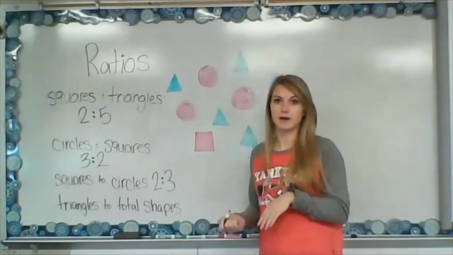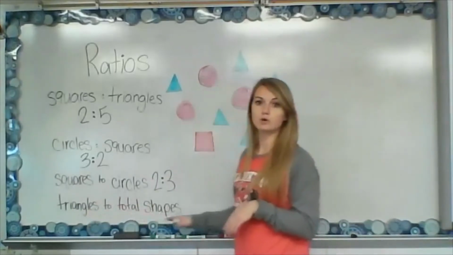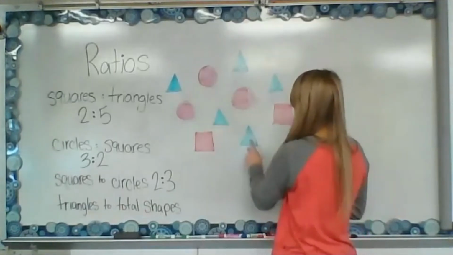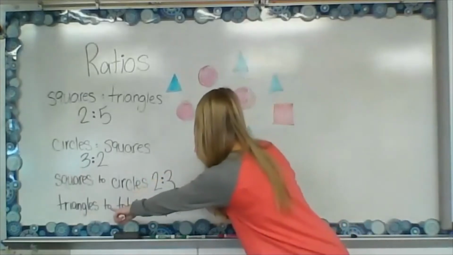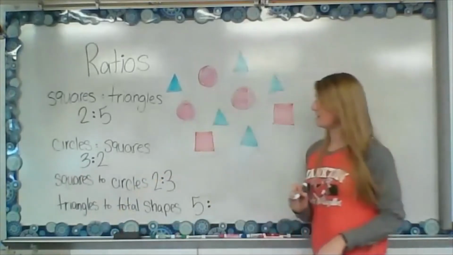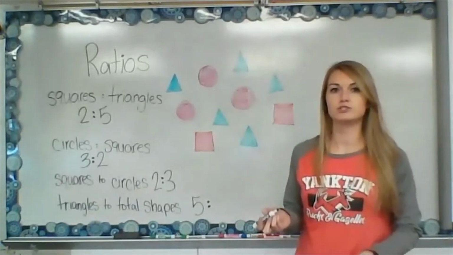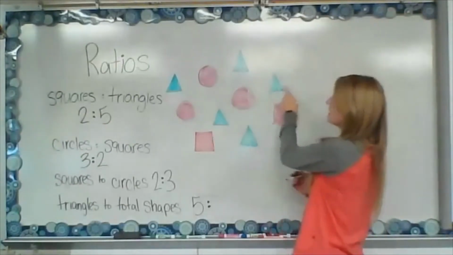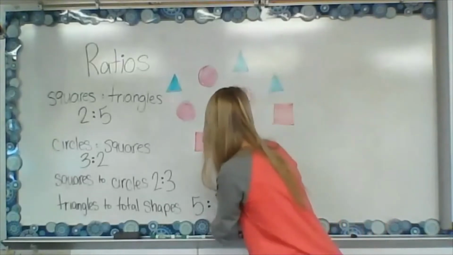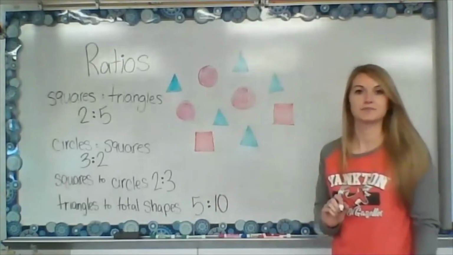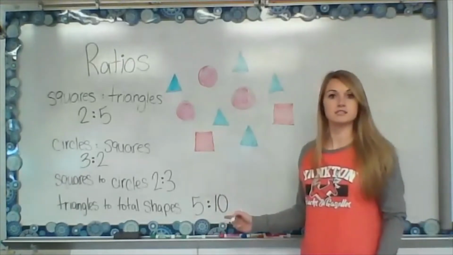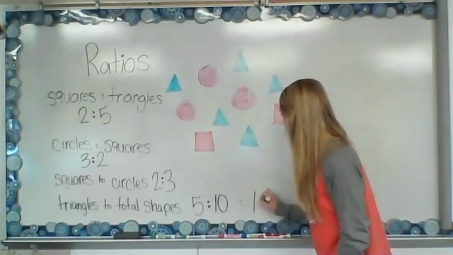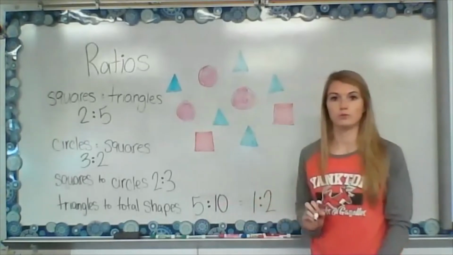My last one down here on the bottom says triangles to total number of shapes. Triangles, we can start there. We can count the triangles, 1, 2, 3, 4, 5. So my first number, triangles, is going to be 5. And then total shapes, all the shapes. So how many shapes are there? 1, 2, 3, 4, 5, 6, 7, 8, 9, 10. So my ratio is 5 to 10. Or if you notice, we could simplify this too. We could divide. 5 to 10 is also the same thing as 1 to 2.